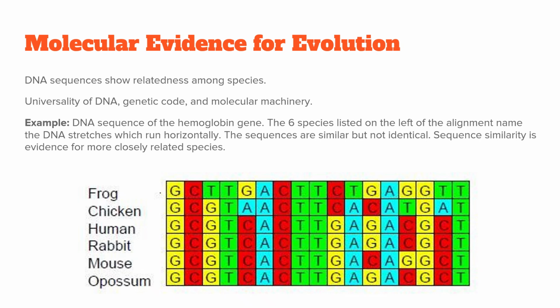Molecular biology provides some of the strongest evidence of all. All life shares the same DNA, genetic code, and cellular machinery, pointing to a universal common ancestor. By comparing DNA sequences, we can measure relatedness. The more similar the sequences, the more closely related the species. For instance, comparing the hemoglobin gene across different species reveals patterns of shared ancestry at the molecular level.